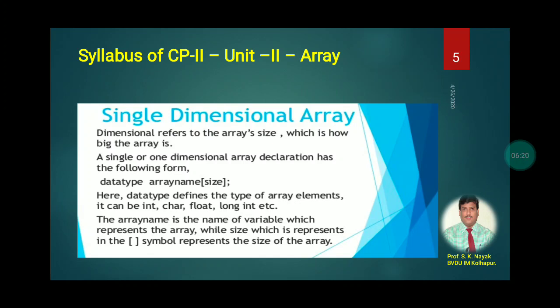Now here, the data type defines the type of elements. It can be integer, character, float and long etc. The array name is the name of a variable which represents the array, while the size, which is represented in the square bracket symbol, represents the size of the array. So first we have to give the type of data, then the variable name, the array name, and in a square bracket we have to give the size of the array. That means how many data values can be stored in that array.